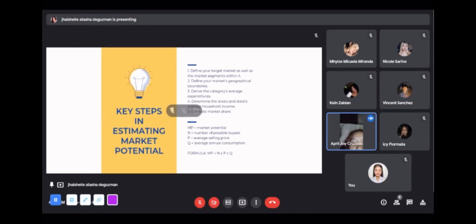Key steps in estimating market potential. First, define your target market as well as the market segments within it. Second, define your market's geographical boundaries. Third, derive the category's average expenditure. Fourth, determine the area's or state's average household income. And the last is to estimate market shares.